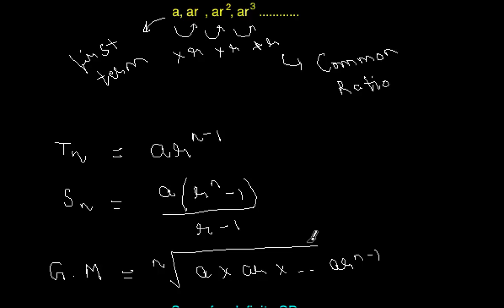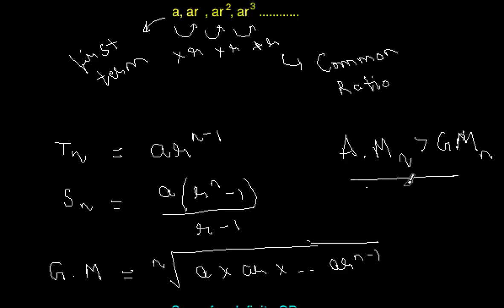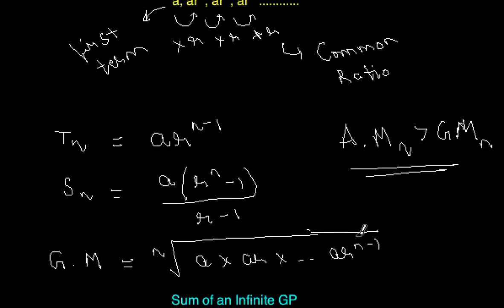So these were the three things we looked at. Also, we saw that the arithmetic mean of n terms is always greater than the geometric mean of n terms. So we should remember this, as it may be used in some maximum minimum kind of problems.